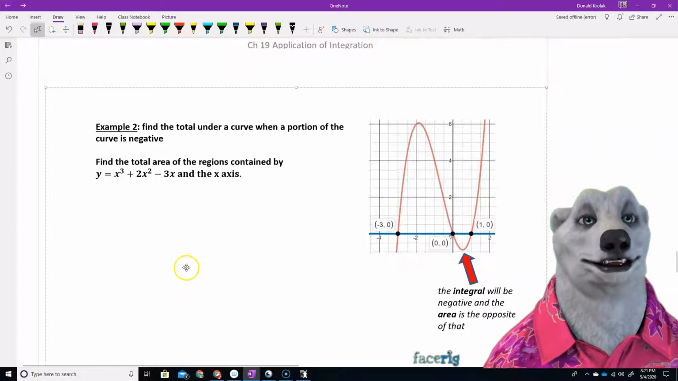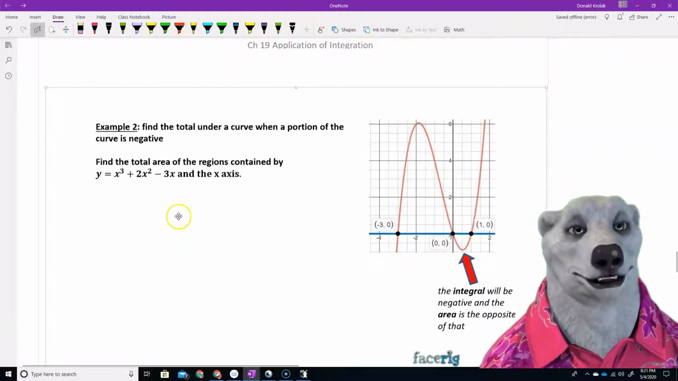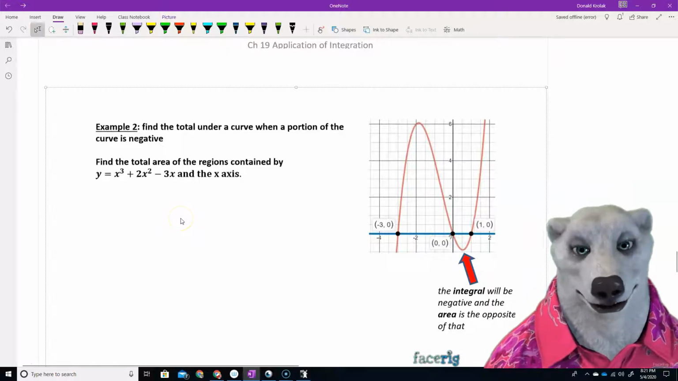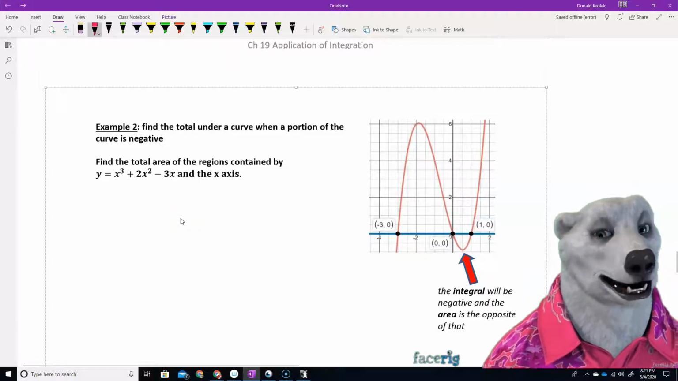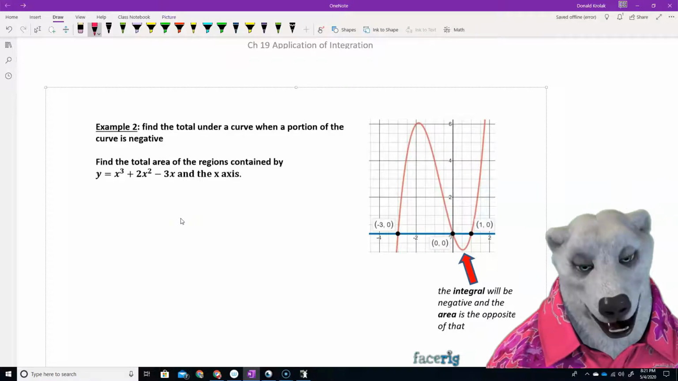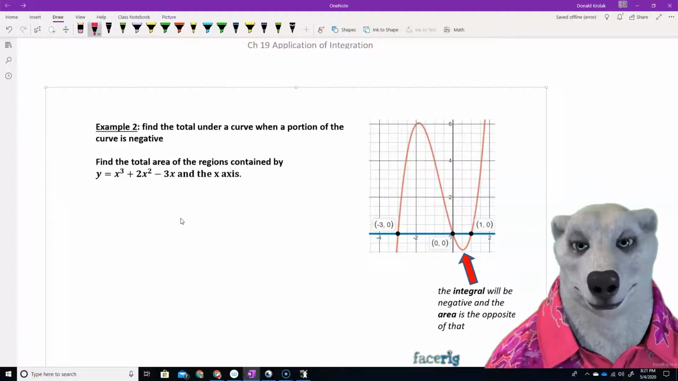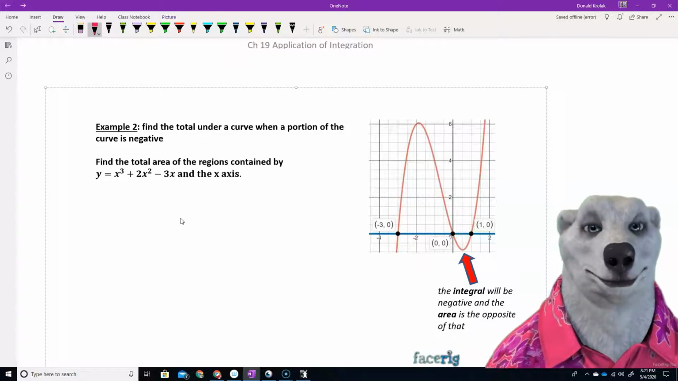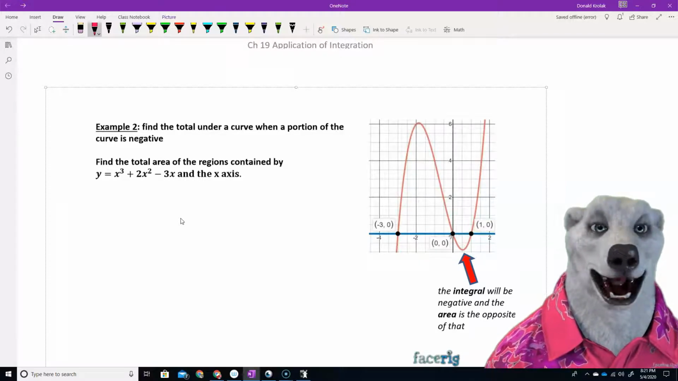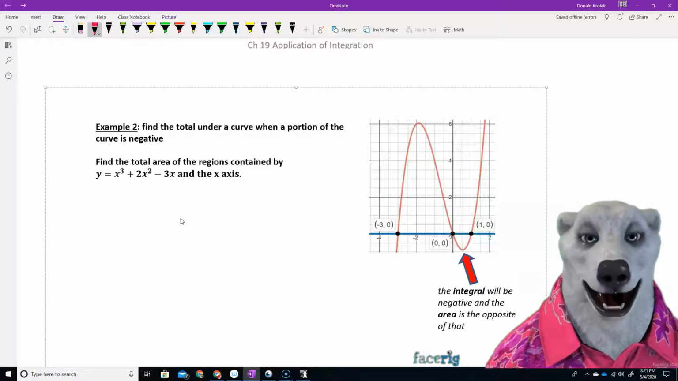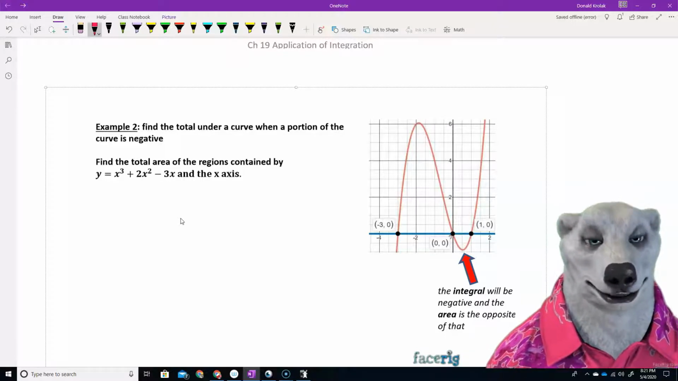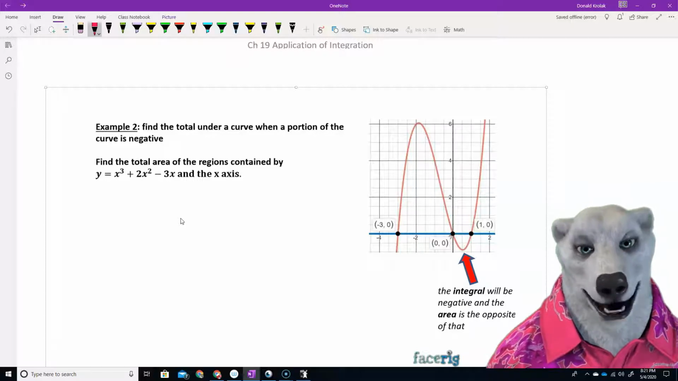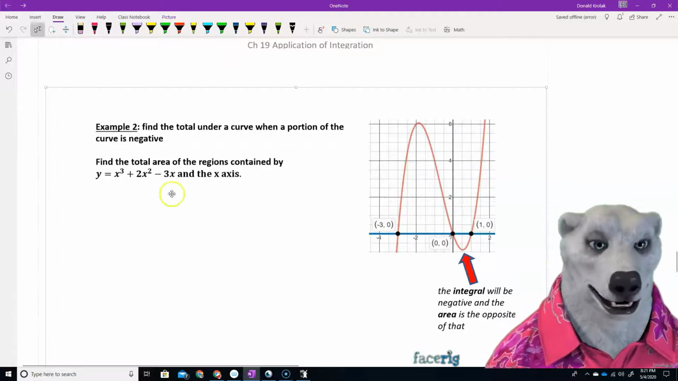Find the total area. Now, this time you have a portion of the curve that is negative. Here's where you've got to be careful. If we just plainly integrate, then we would end up with the net area. But we want to end up with the total area. So one thing that we did the other day when we did this was, when we integrated it, we took the absolute value.